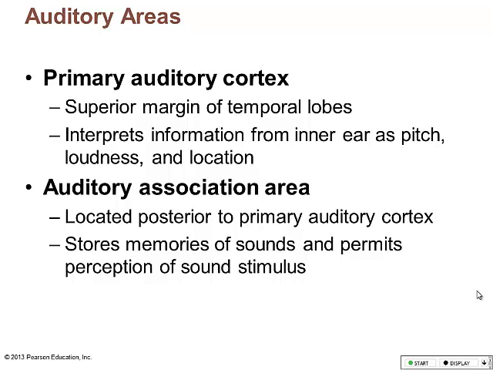All right, where are we? Auditory areas. And hopefully you understand what an auditory area is. Getting information from where? The ears. So the temporal lobes interpret information from the inner ear: pitch, loudness, location. You can tell where sound is coming from. All of that's stored in your auditory association area and primary auditory cortex.